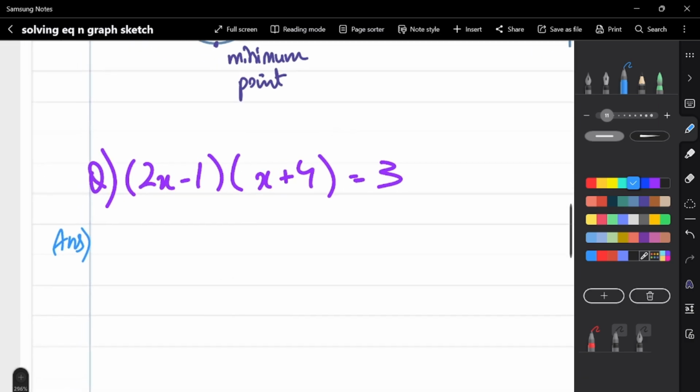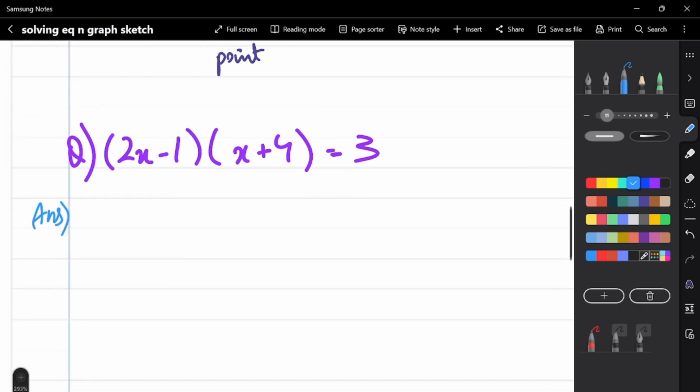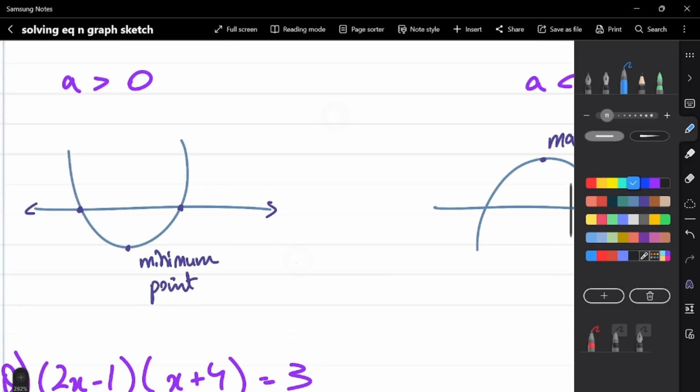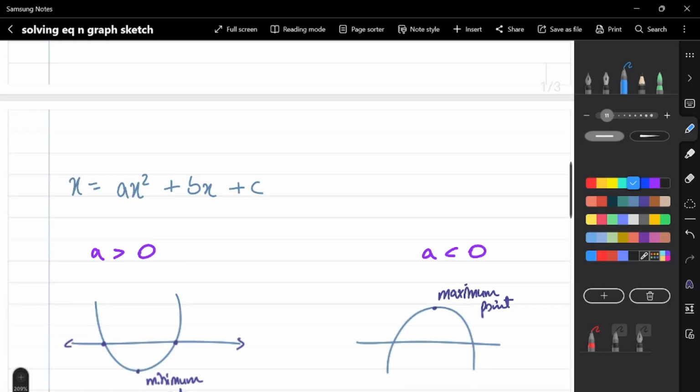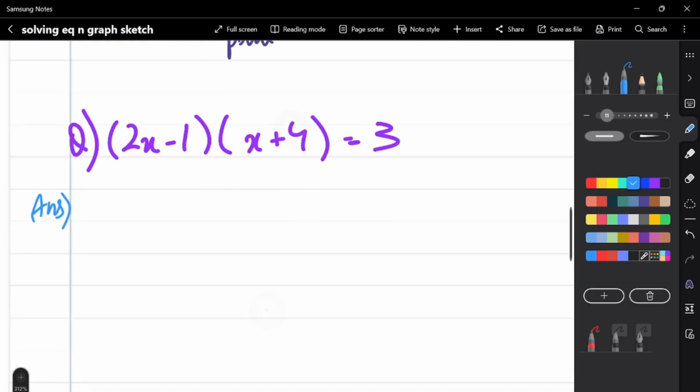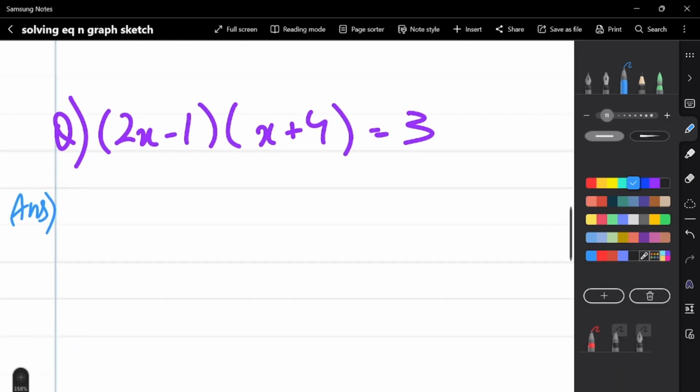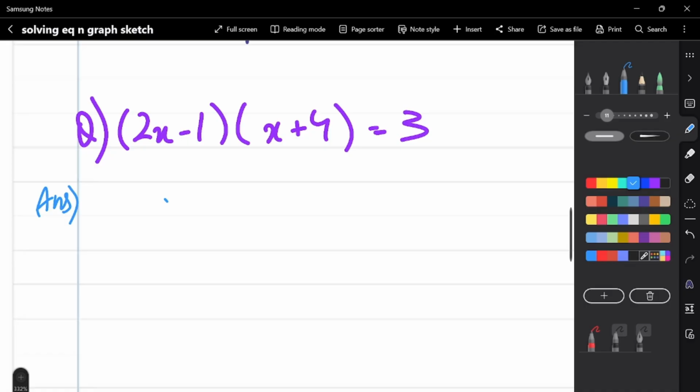Okay, let's open this up. So this question is a bit different because it's not in the same format as I've shown you guys previously. So we need to bring this equation to that form where you can clearly see ax squared plus bx plus c equals 0. The 0 is important here because as you can see there's no 0 over here, there's a 3. So we need to remove this.